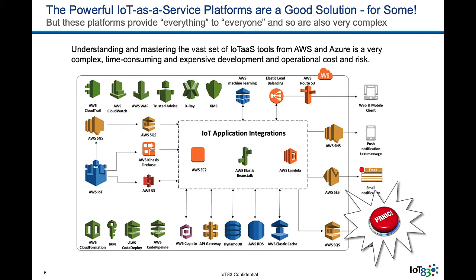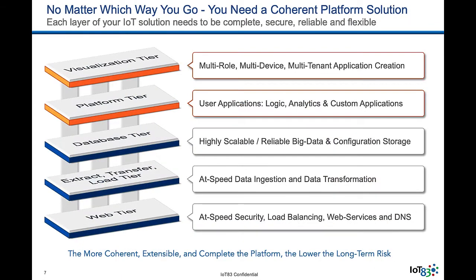An alternative is to use the powerful IoT as a service tools that are provided by the likes of AWS and Azure. But again, understanding and mastering these tools is a very complex, time-consuming, and expensive development and operational cost, as well as risk. But no matter which way you go, what you need is a coherent and complete IoT platform solution. Each layer has to be complete, secure, reliable, and flexible.